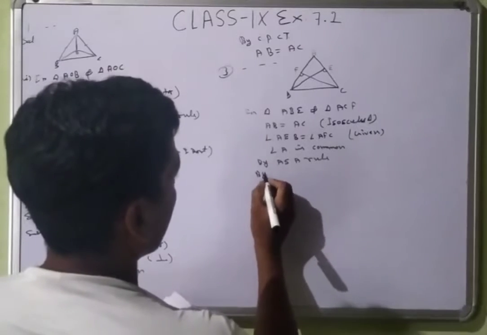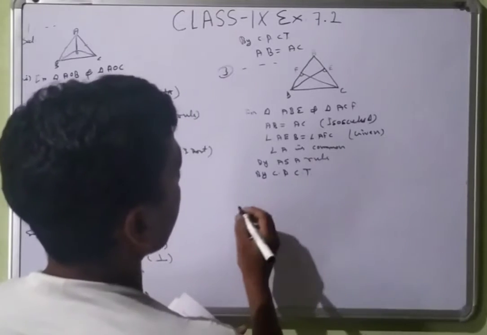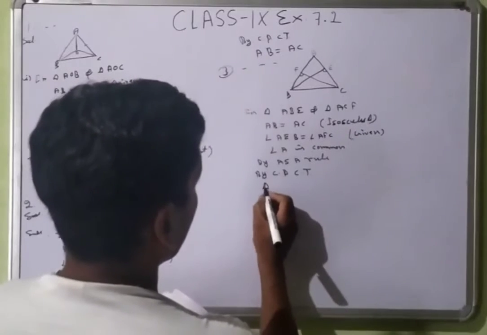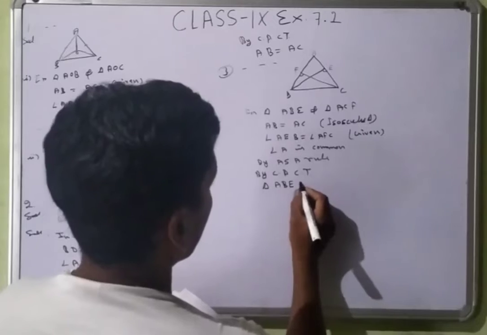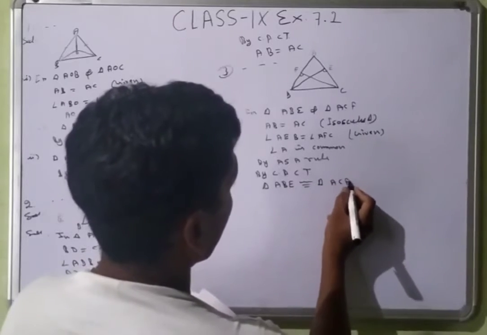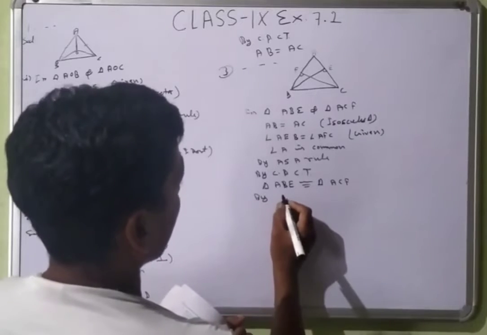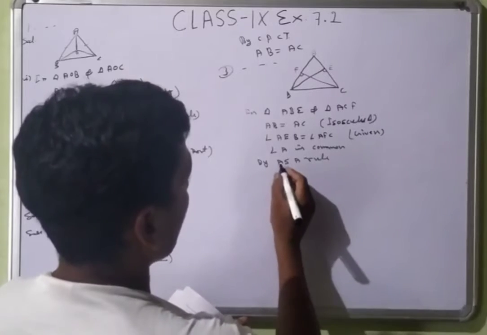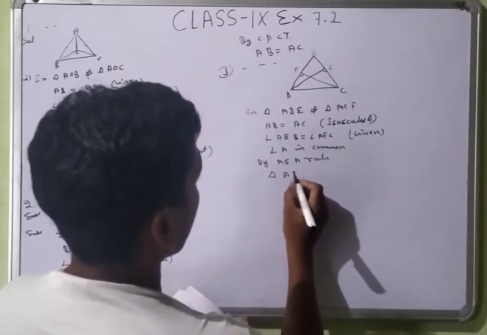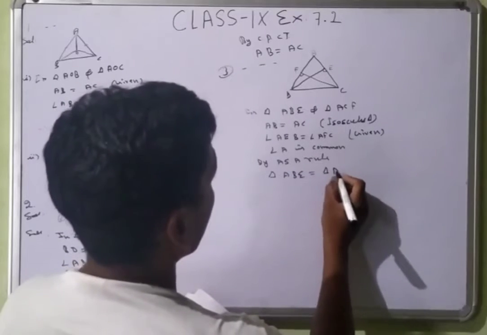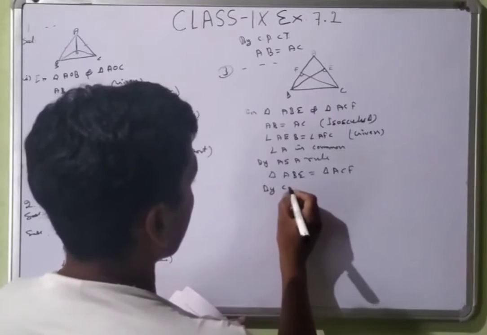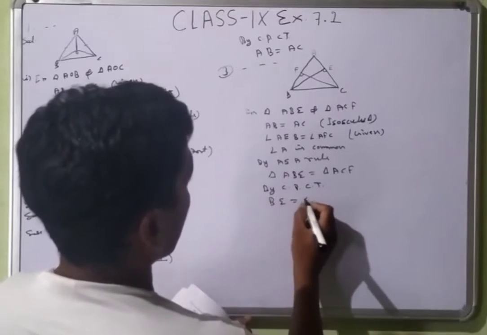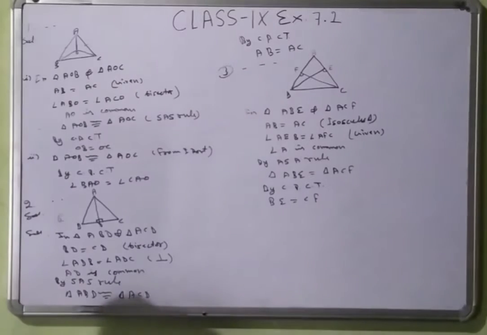So by CPCT, corresponding parts of congruent triangles, triangle ABE is congruent to triangle ACF. Now by CPCT, BE is equal to CF.